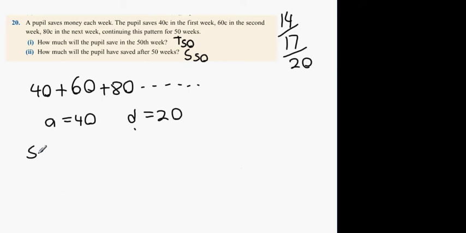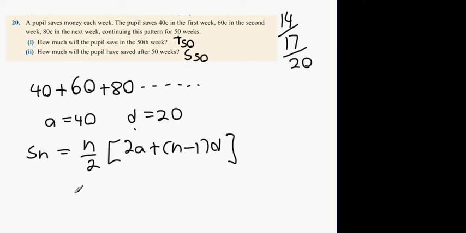Let's use the Sn formula again: n over 2 into 2a plus n minus 1 times d, close bracket. And remember n is going to be equal to 50 because we want S50. So 50 over 2 is 25.